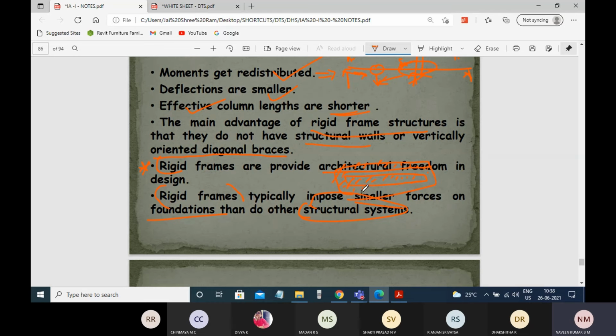So the greater foundation dimensions are required because of the larger forces and restricted by the smaller element. So where you require more care in the design of foundations for this kind of structural elements.